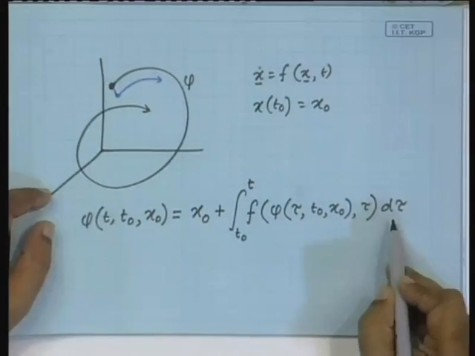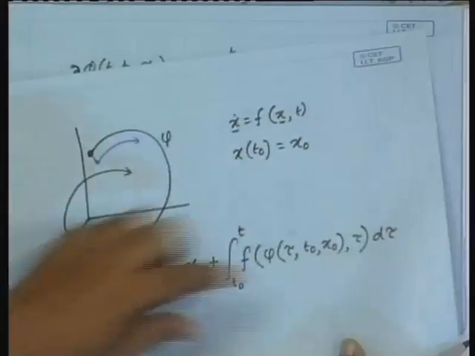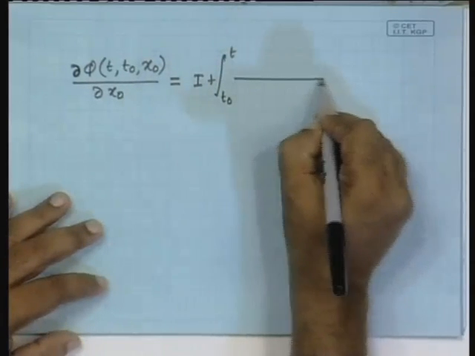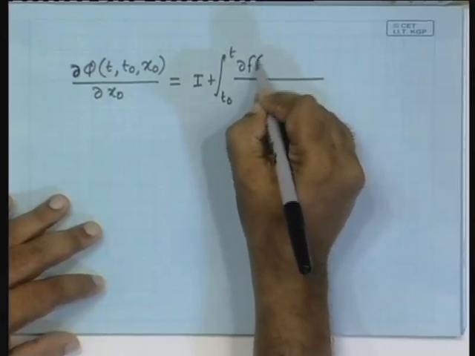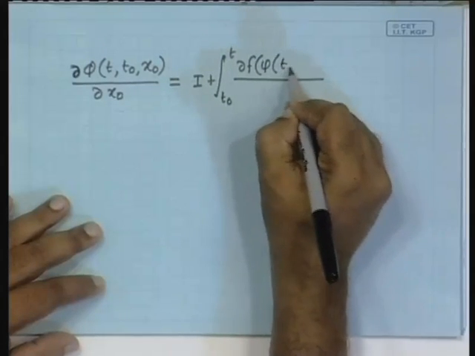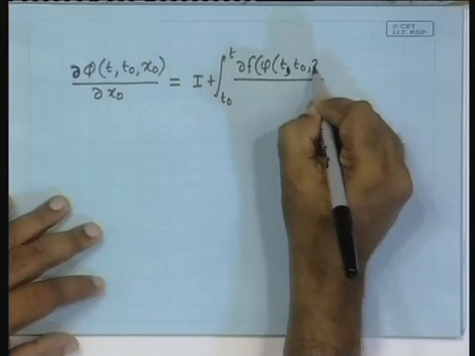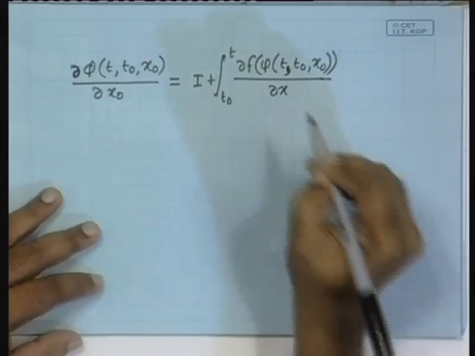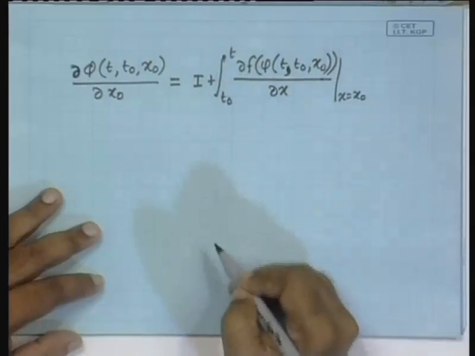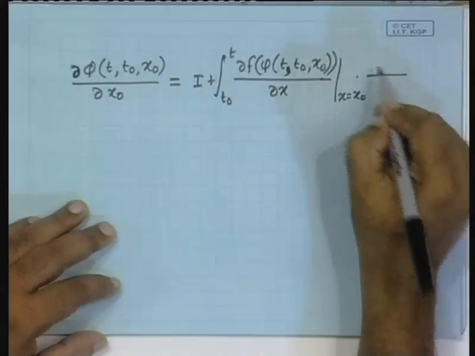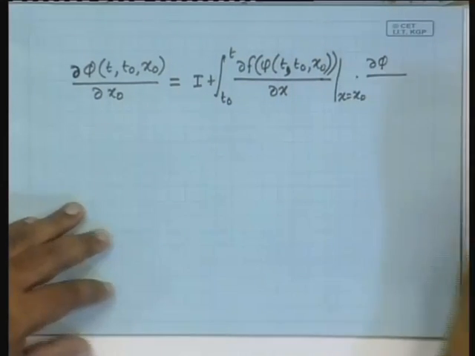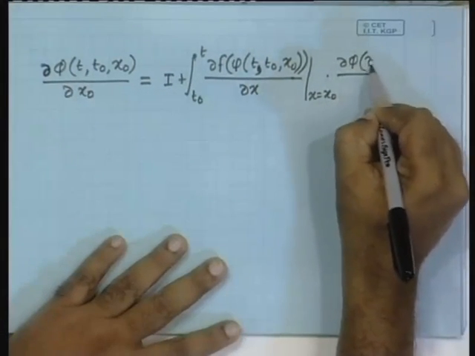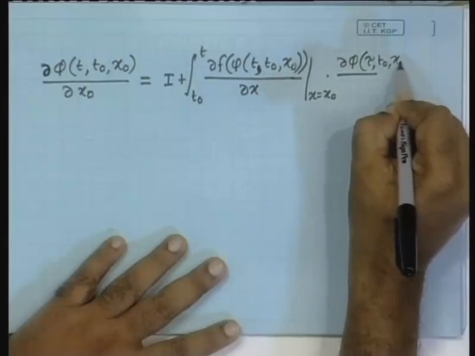We have to take a derivative of this fellow. So, we will take a derivative by parts. We will first say that the derivative of f of phi of t naught x naught, have I closed all the brackets? Yes, with respect to x at x equal to x naught, times, can you see, I will move it to the left a bit. Yes, this is phi of tau, t naught, x naught.